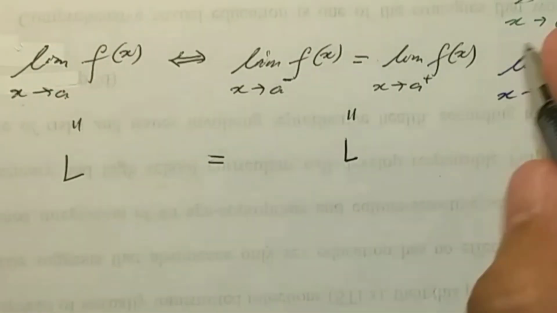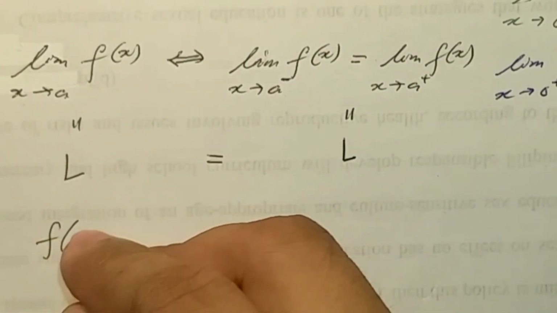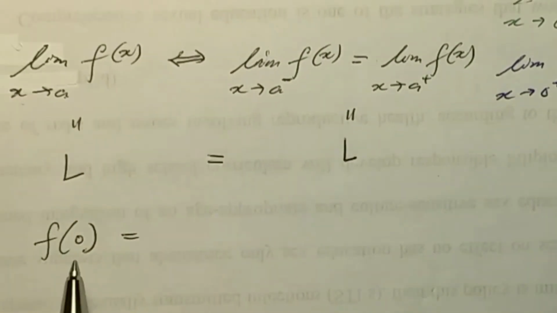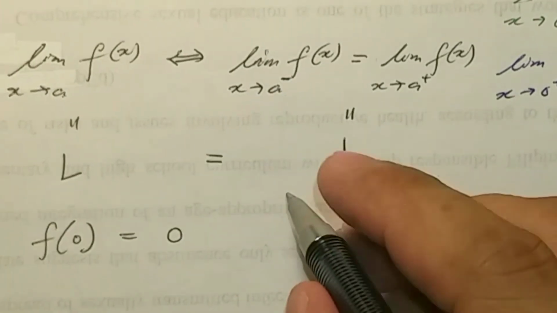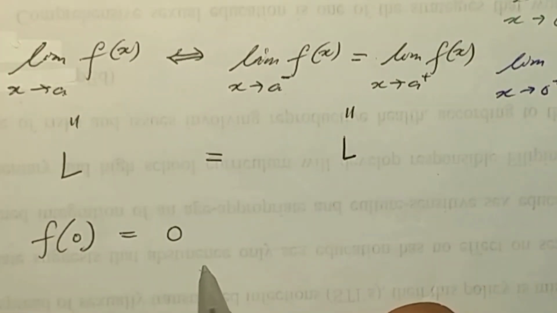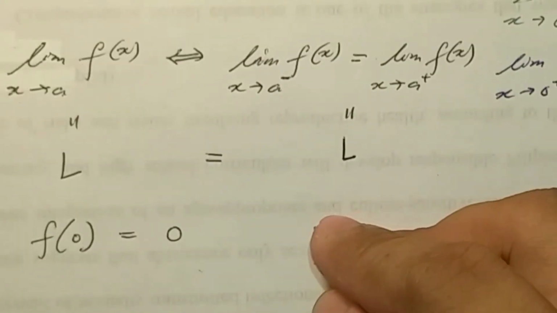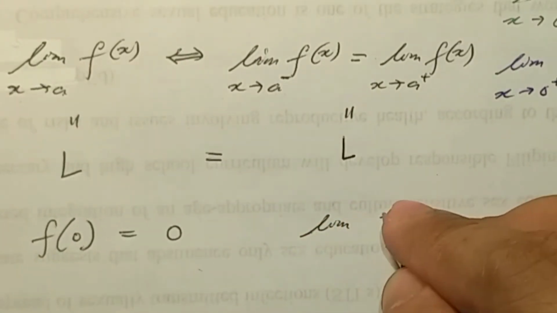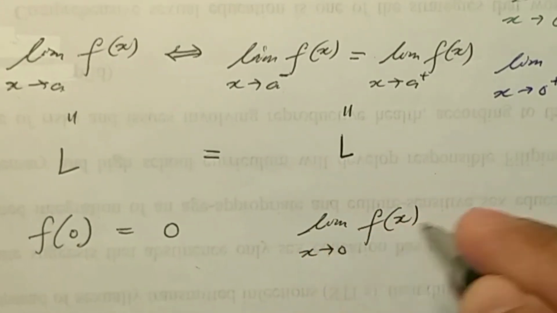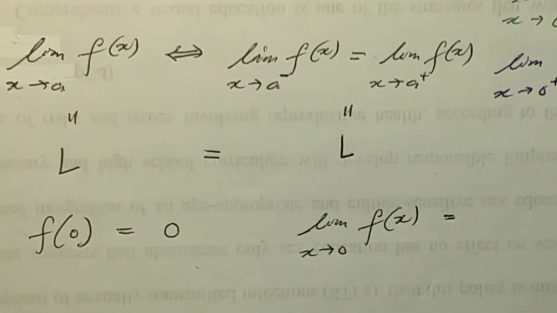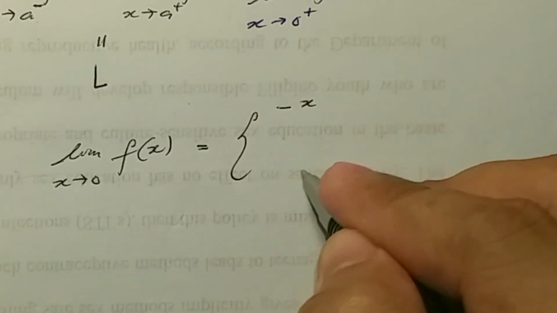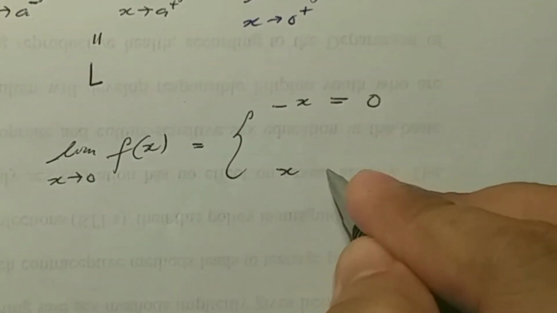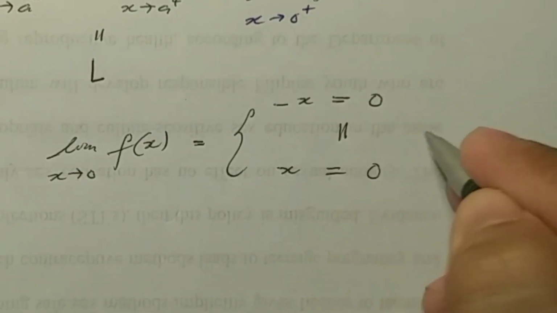Now let's look at f of 0. By definition, f of 0 is 0. And if we take the limit of f of x as x approaches 0, it has two values, minus x and x, which is equal to 0. So they are equal.